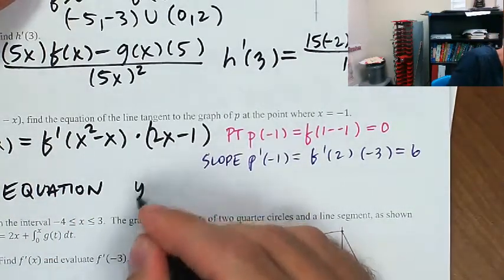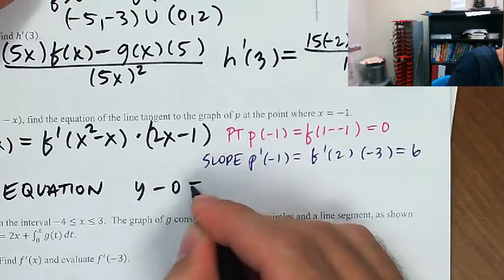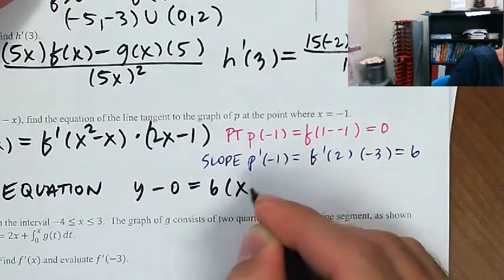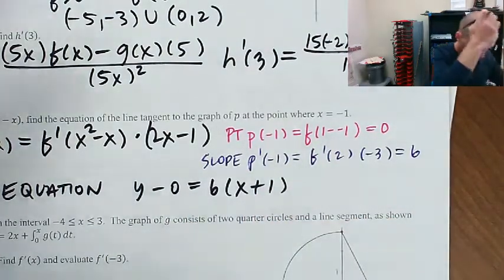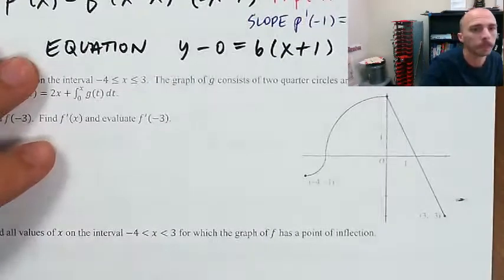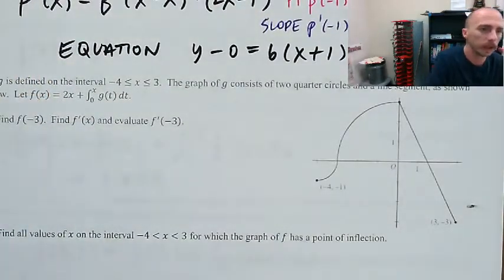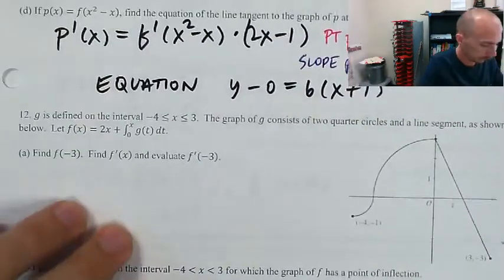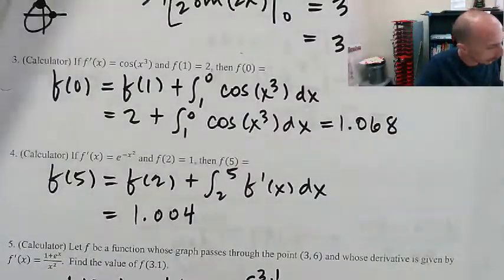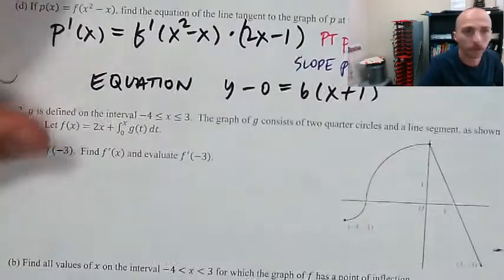Now I can write my equation. It's going to be y minus the y coordinate is equal to the slope times x minus the x coordinate. All right. Oh man, there's still a lot more.